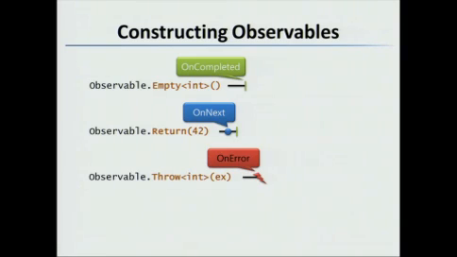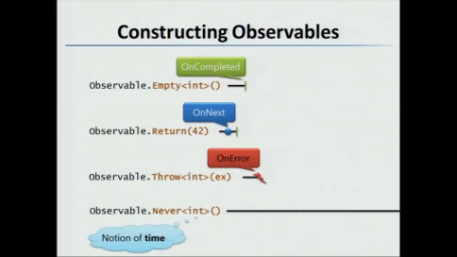Throw creates an observable sequence that just has an error, an onError message in it. Never creates an observable sequence that has nothing, no messages in it at all, and so it never returns. And it's actually pretty useful. Perhaps you can find a good example of that.